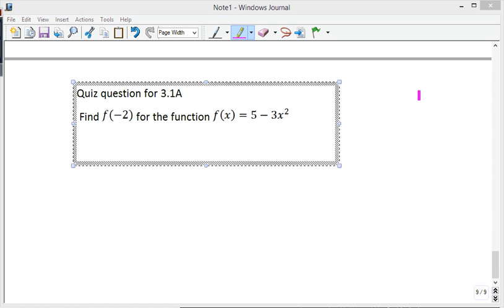Okay, here's your quiz question for 3.1a. You're going to find f of negative 2. And here's your f. F of x is 5 minus 3x squared. Go ahead and write that down and then figure it out. Put it into the quiz on Canvas.